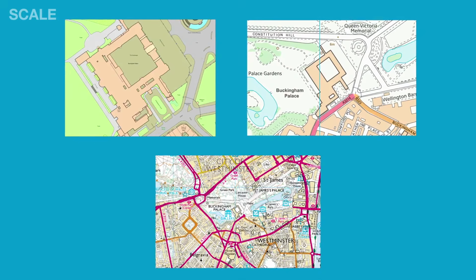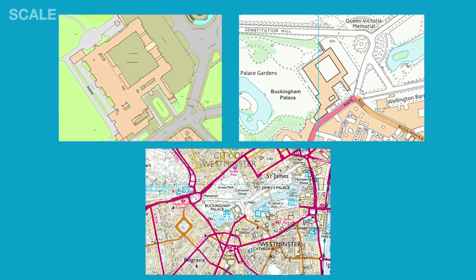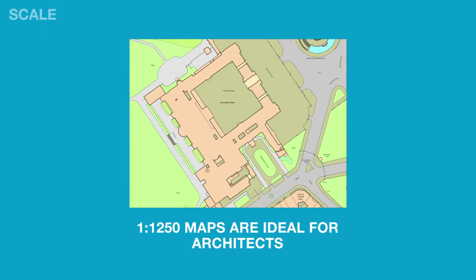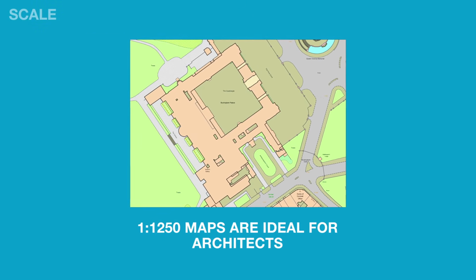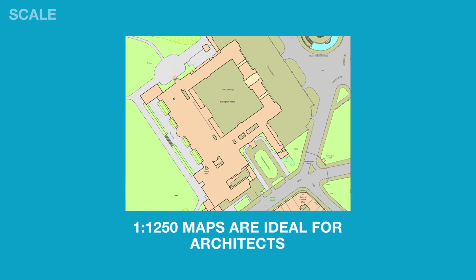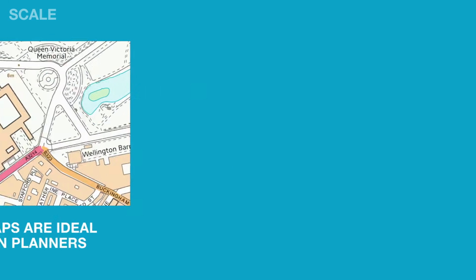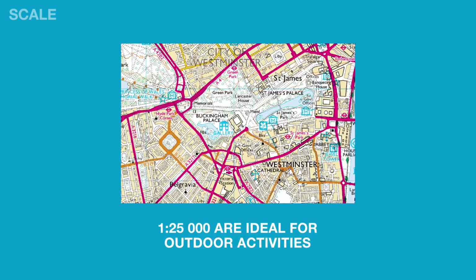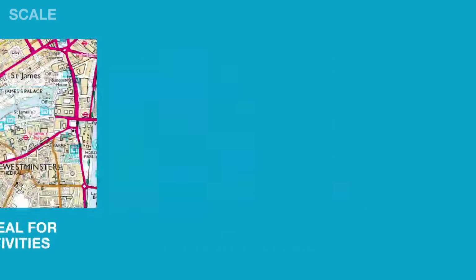Maps are drawn to many different types of scales depending on what people want to use them for. And here is just a typical range of the sorts of scales and how they might be used. A 1 to 1250 map is ideal for architects and the buildings they design and build. A 1 to 110,000 map is ideal for town planners. A 1 to 25,000 map is ideal for outdoor activities and is a typical Ordnance Survey map.